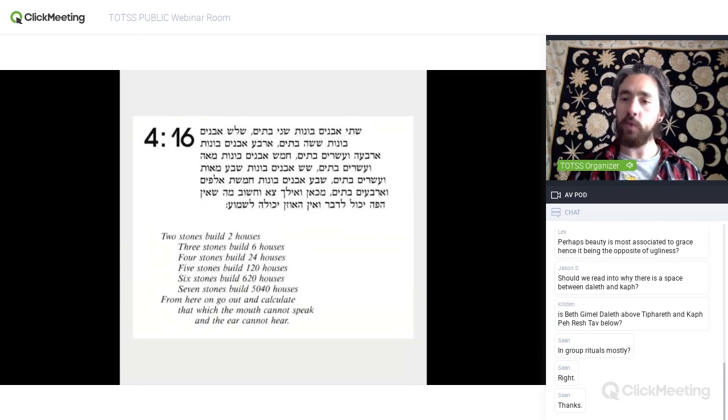And so with 2 stones, with 2 letters, you can form 2 permutations. If the letters were Aleph and Beth, you can have Aleph Beth or Beth Aleph. Those are the only 2 possibilities. With 3 letters, say the mother letters, Aleph Mem Shin, you could have 6 permutations: Aleph Mem Shin, Aleph Shin Mem, Mem Shin Aleph, Mem Aleph Shin, Shin Aleph Mem, Shin Mem Aleph. Right, so that's 6 possible things. With 4, you can get 24. With 5, you get 120. With 6, you get 620. And then with 7 letters, like the 7 double letters, there's 5,040 combinations. The math here is just 7 times 6 times 5 times 4 times 3 times 2 times 1 equals 5,040.